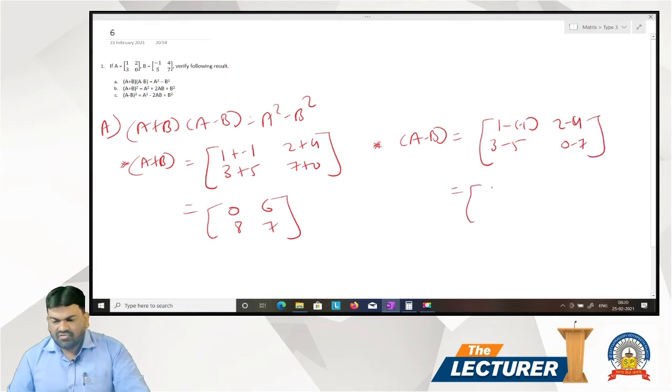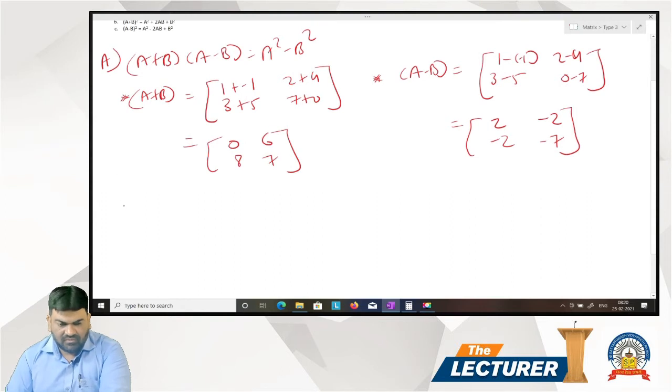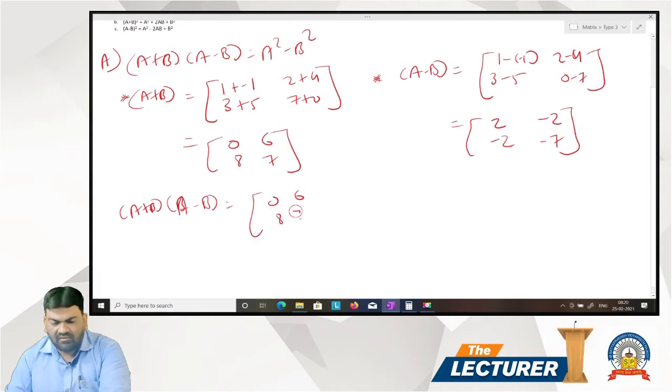1 plus 1, 2, 2 minus 4 minus 2, 3 minus 5 minus 2, 7 minus 0 minus 7 minus 7. Multiplication of these two: A plus B multiplied by A minus B. 0, 6, 8, 7 multiplied by 2 minus 2 minus 2 minus 7.